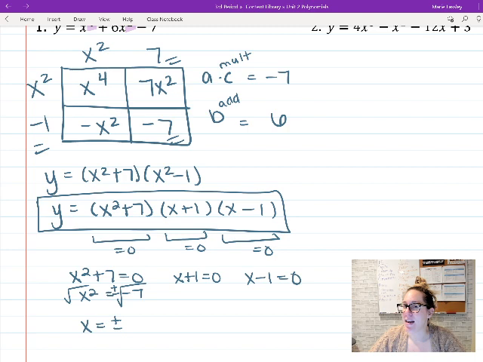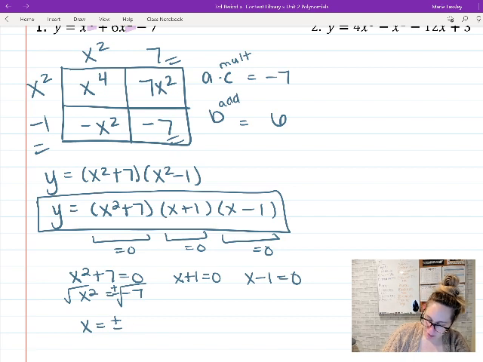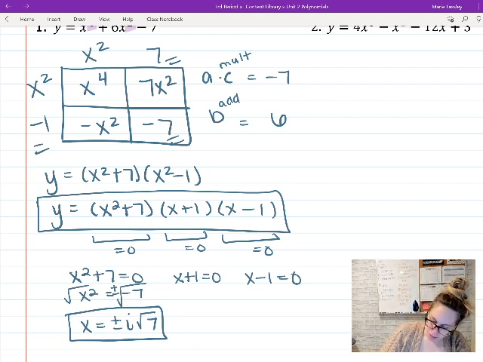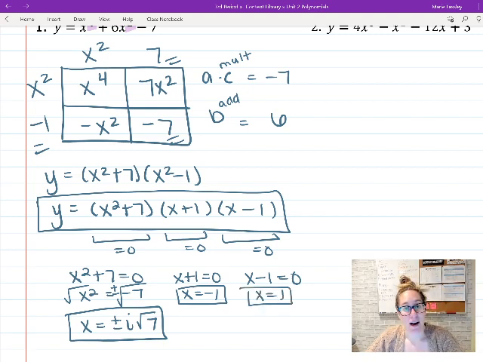So I'm not going to leave the negative under the square root. Remember, if you have a negative under a square root, it can come out as an i. So I have plus or minus i root 7. That is that 0. This one is going to give me x equals negative 1, and then this one gives me x equals positive 1. So there are my zeros.